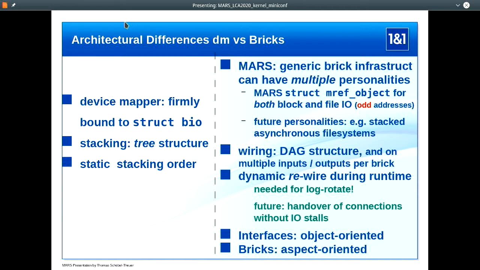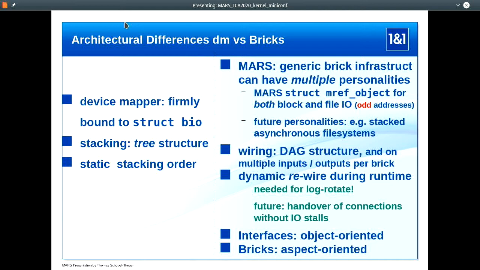Wiring is different. Here we have a tree structure. In MARS we have an almost arbitrary graph structure, but no cycles, of course. So it's more general in this respect. And an important feature is the dynamic rewiring during runtime while the I/O is flying. This is needed for the transaction log rotate operation, because for a very short time, the old transaction log is not yet fully written and the new one is already started. So there are flying I/O requests in parallel to two files at the same time. And this is a must-have feature. Otherwise, it won't work. And as far as I know, the device mapper wouldn't support it, at least not easily.